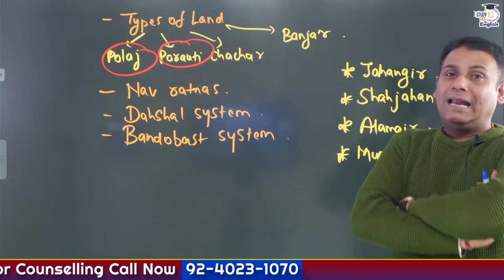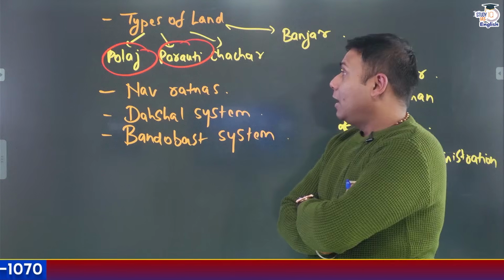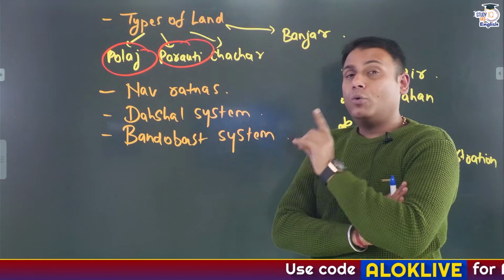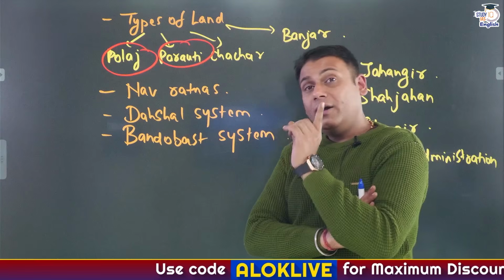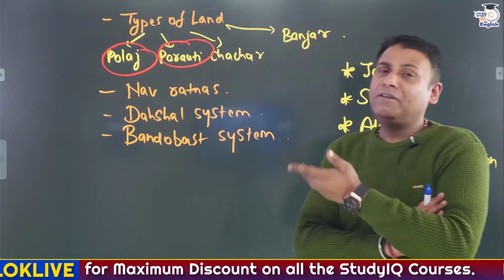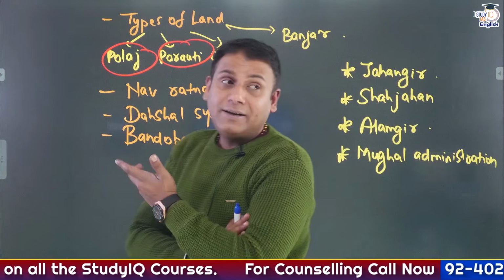Polaj means a fertile land. The production on this land is throughout the year. Then Parauti. Parauti, specifically the production on this land is once within an entire year. Chachar, production once within 2 years, and Banjar, it's an infertile land. And on the basis of that, the peasants were being taxed.